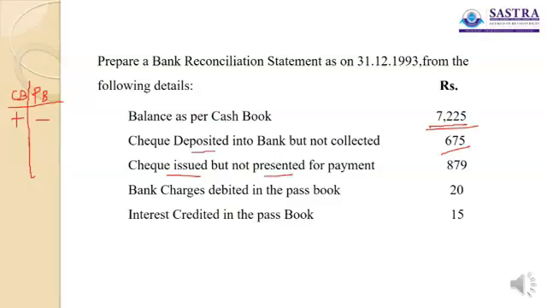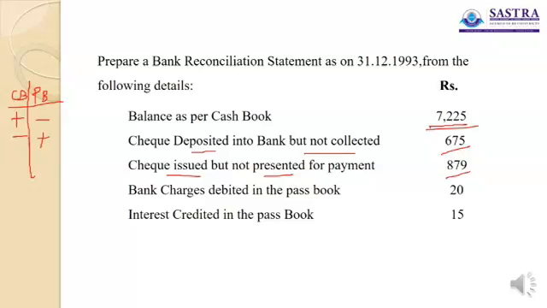The first is deposited, not collected. The second is check issued but not presented. So check issued but not presented for payment worth 879 might have been entered in the cash book, which keeps the cash book balance minus. But the person to whom it was issued has not yet deposited it into his account for collection, so that keeps our bank book balance plus.